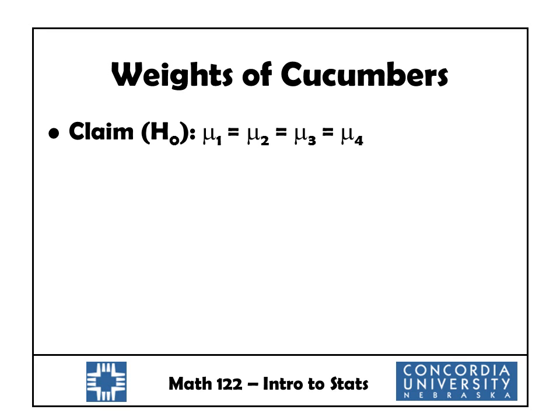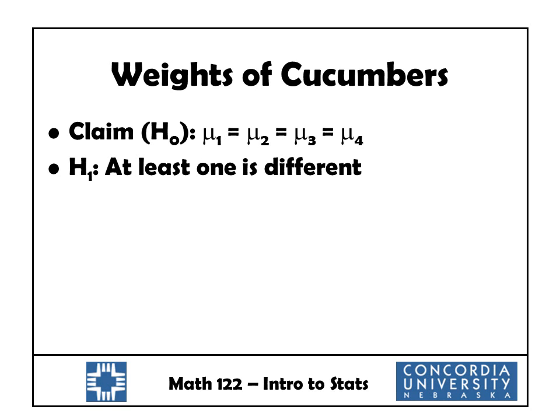So the next step is to state our hypotheses. The claim in mathematical notation is that mu1 equals mu2 equals mu3 equals mu4. That's just a mathematical way of stating that these 4 populations all have the same mean. The alternative hypothesis is the opposite of this null hypothesis. The opposite of that they're all equal is that at least one of these means is different.